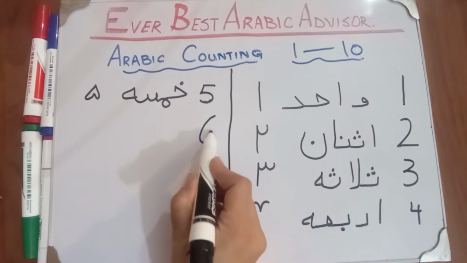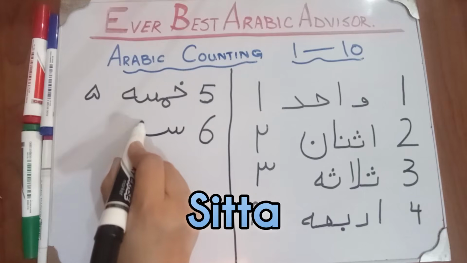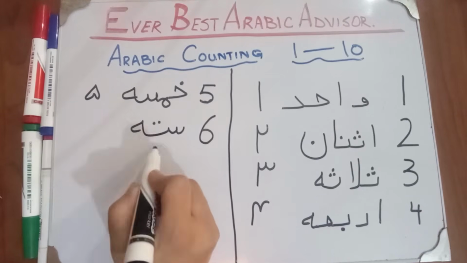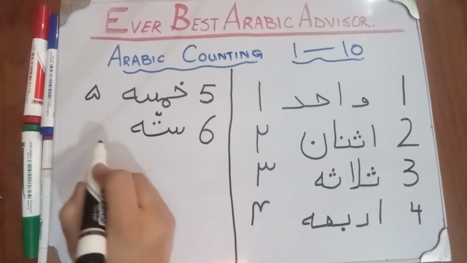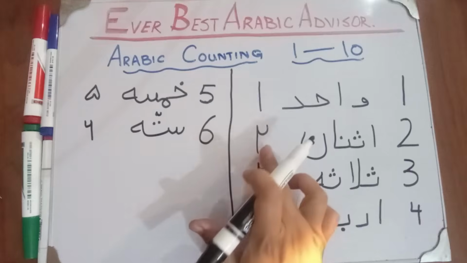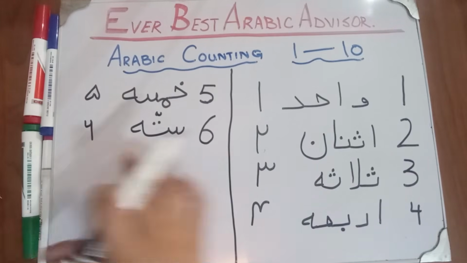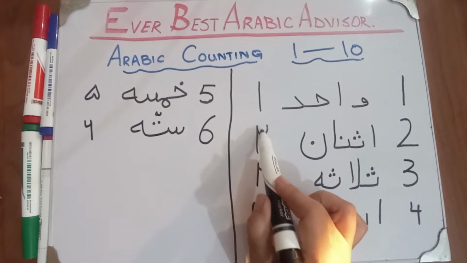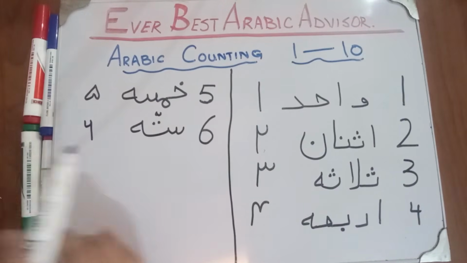Number 6, it is sitta. Sin, ta, and ha in the end with shadda. Sitta. The Arabic digit is just like this. 2 and 6 are very similar. Be careful about that. But the turn of the 2 is just toward the right side and the turn of the 6 is toward the left side.